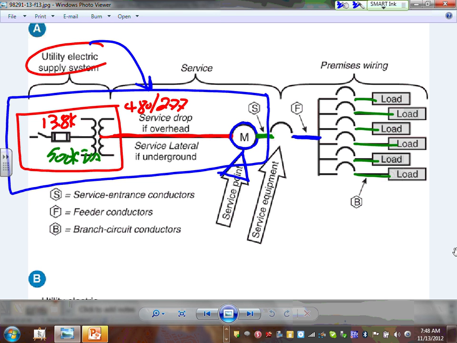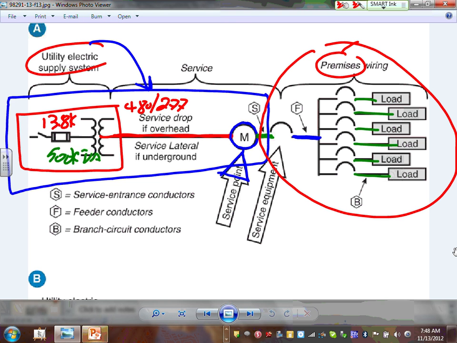So this is owned and operated from the meter end by the electrical utilities. Right at the meter is the point of service, where you pull your conductors. And the rest of it, this part here, is owned and operated by the owner of the premises. Can you guys see where the demarcation point is?